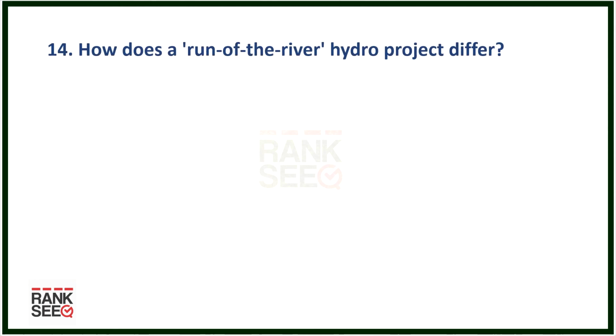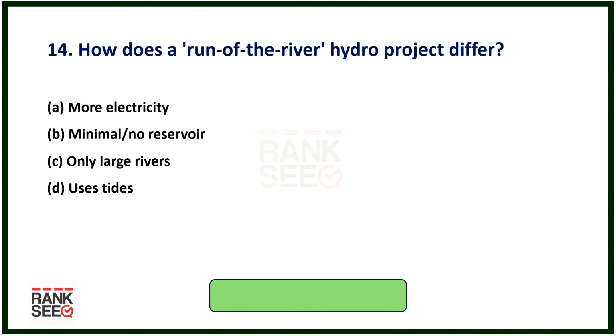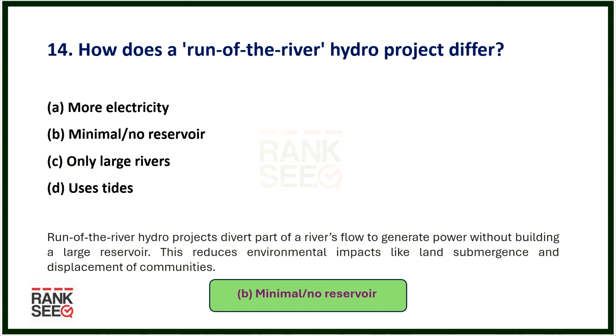14. How does a run-of-the-river hydro project differ? A. More electricity. B. Minimal or no reservoir. C. Only large rivers. D. Uses tides. Correct answer. B. Minimal or no reservoir. Explanation.